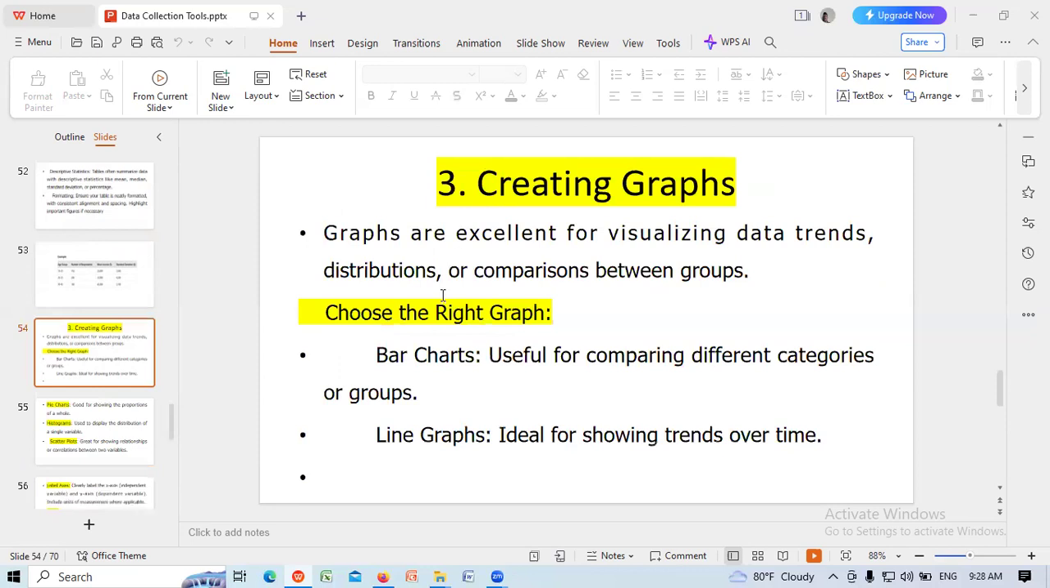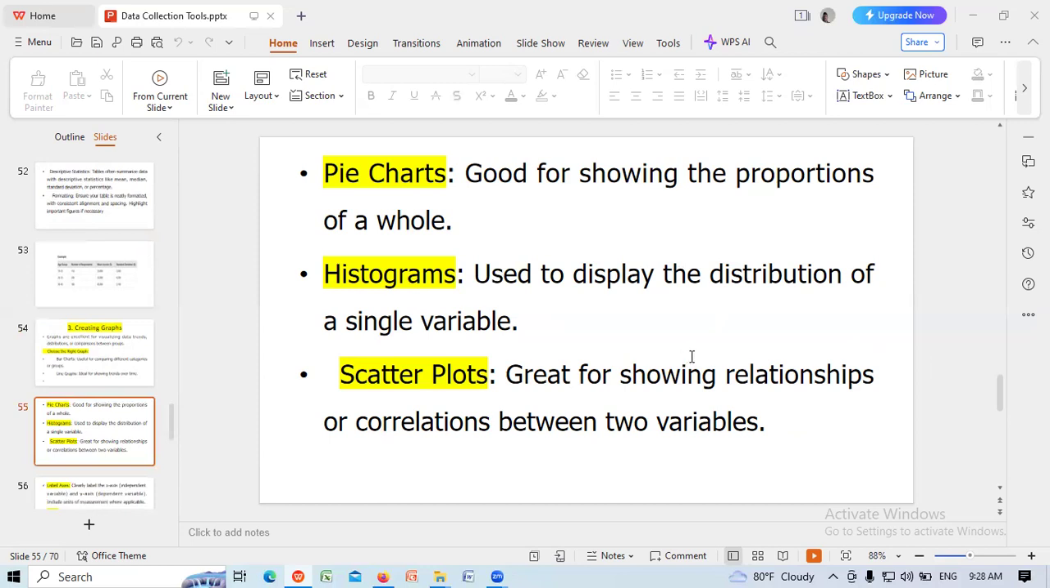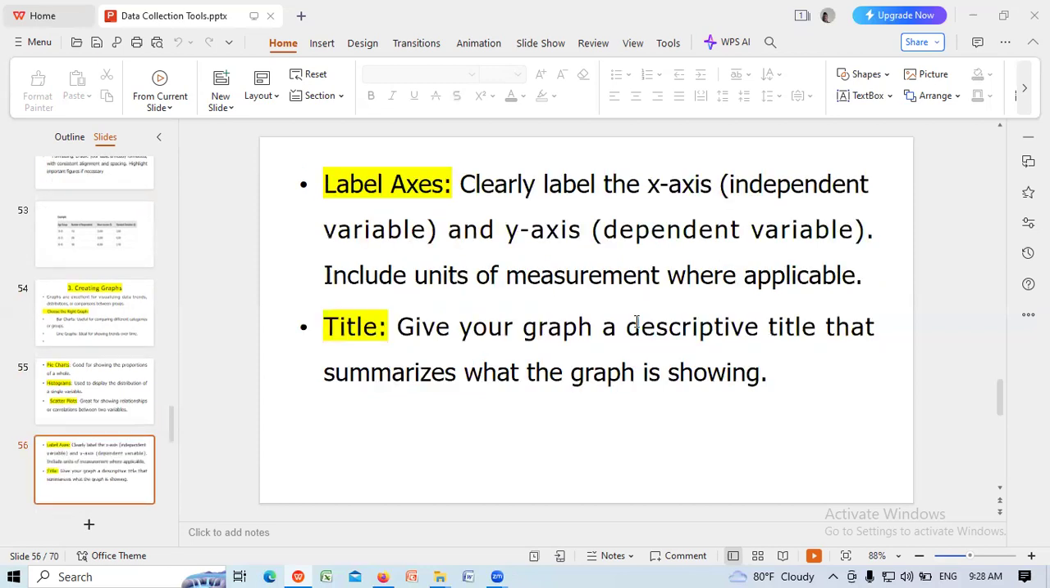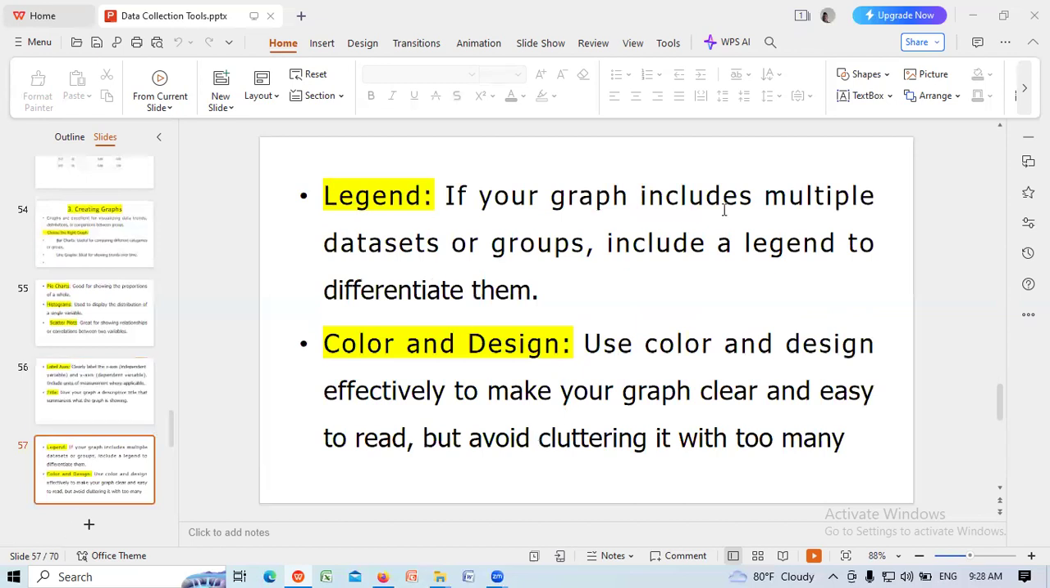So we have to be clear about what type your data is. Bar charts compare different categories, line graphs are ideal for showing trends over time, pie charts show ratios, histograms display the distribution of a single variable, and scatter plots show correlation. Label axes: clearly label the axes, independent variable on the x-axis and dependent variable on the y-axis. Title: give your graph a descriptive title that summarizes what the graph is showing. Legend: if your graph includes multiple data sets, include a legend to differentiate the colors.